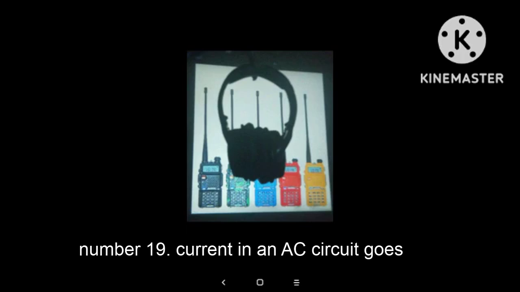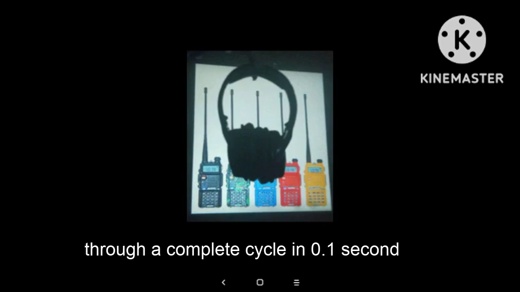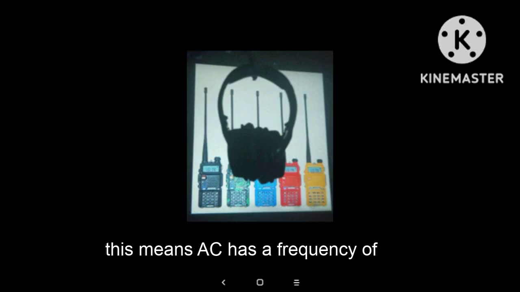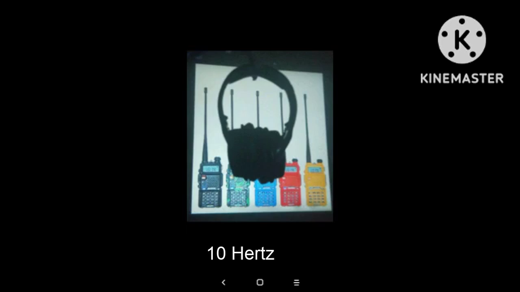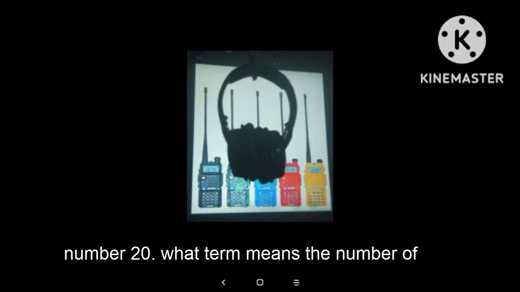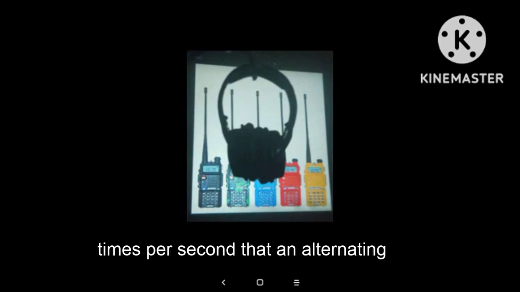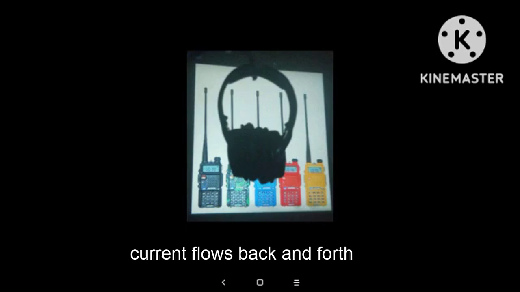Number 19. Current in an AC circuit goes through a complete cycle in 0.1 second. This means AC has a frequency of 10 hertz. Number 20. What term means the number of times per second that an alternating current flows back and forth?